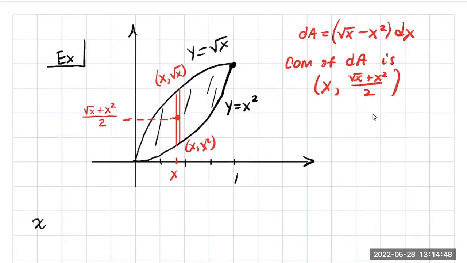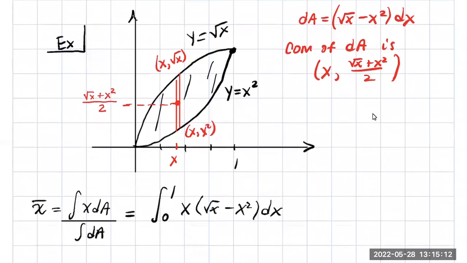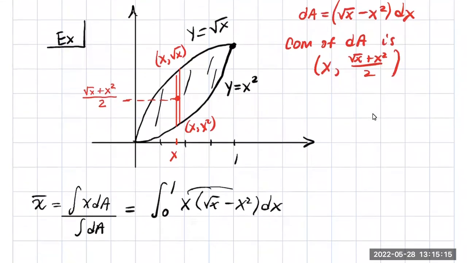So the x coordinate is going to equal the integral from 0 to 1 of x times dA. Well, dA is above. We just calculated it. So it's going to be square root of x minus x squared dx. Okay, and that's going to be a straightforward integration, gang. You're going to distribute this x through of course, and it's going to be straightforward integration. In the denominator, the integral of dA. Okay, and whatever that is, I'll leave that to you.